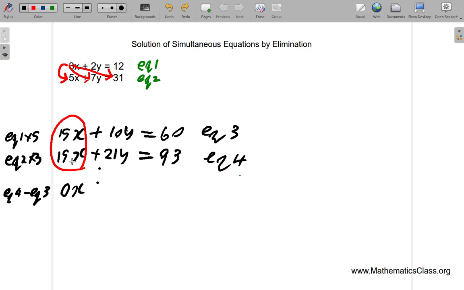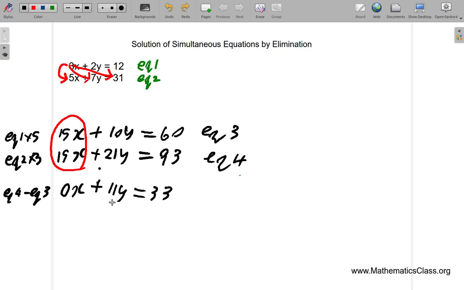Alright, 15x. We did this part already. This 15x minus this 15x gives 0x. X is eliminated. Alright, plus 21y down here minus the 10y up here gives 11y equals, then the 93 down here minus the 60 up here gives 33.